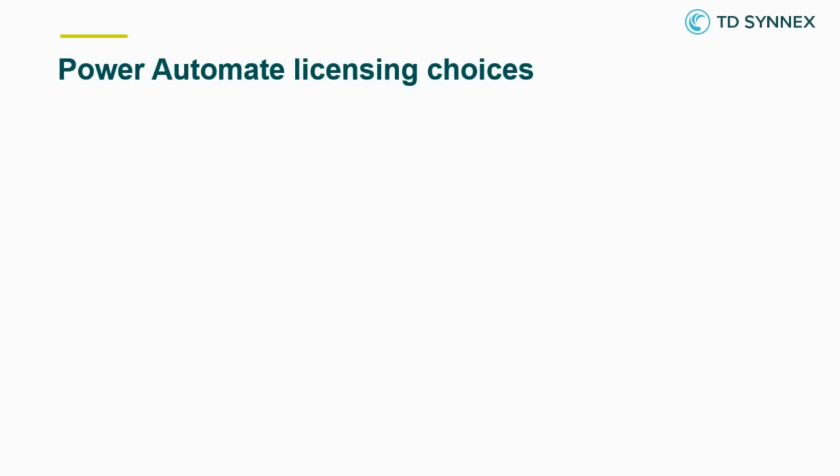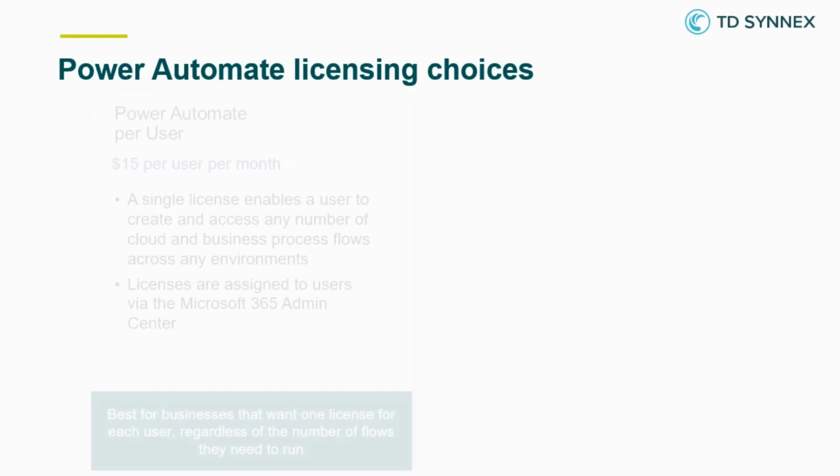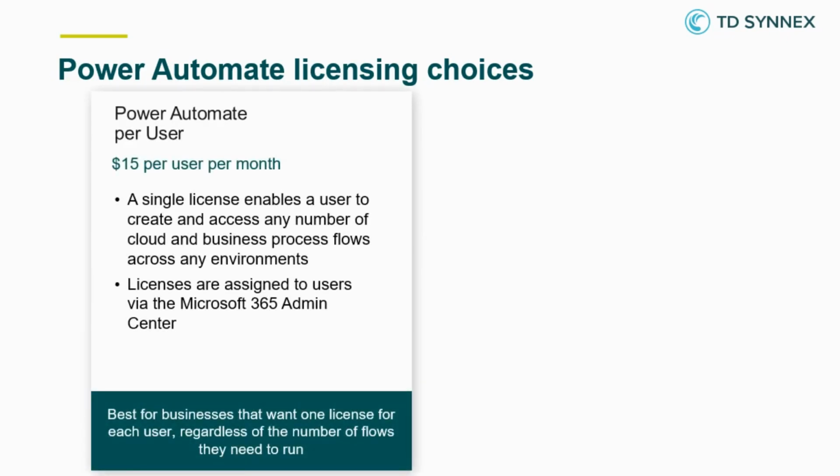So let's move on to have a look at how the flows that you've created in Power Automate are licensed. And there are two licenses available, the per user and the per flow license. So first of all, the per user license. This is a monthly user subscription license that gives the rights to create and access any number of flows across any environments. The licenses are assigned to users in the Microsoft 365 Admin Center in a similar way to Microsoft 365 licenses. And these licenses are great for businesses that want a single license to take care of the licensing of all of the flows for their users.